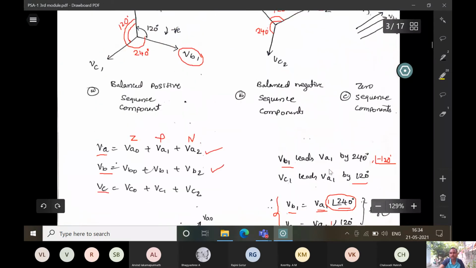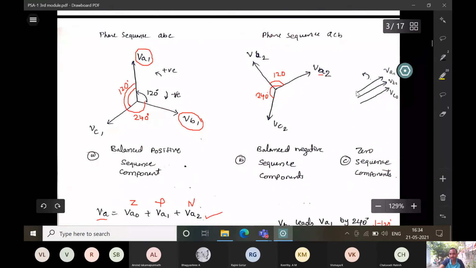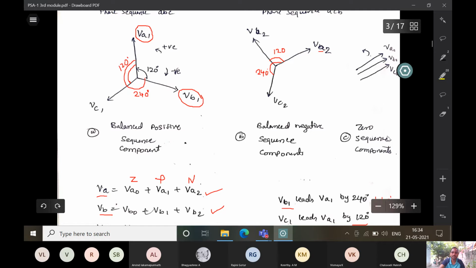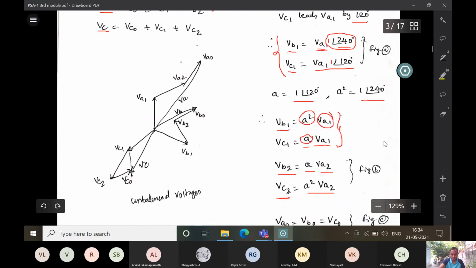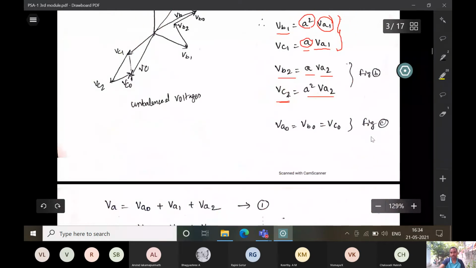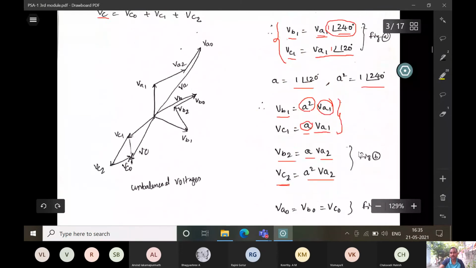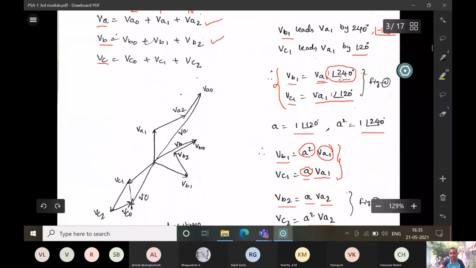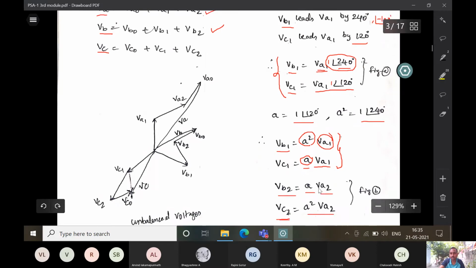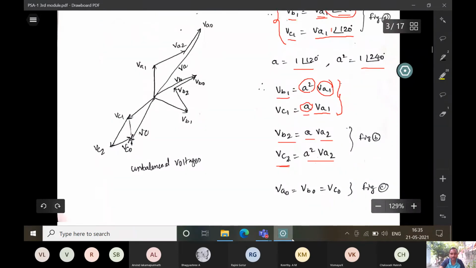In figure C, there is no angle. All are in equal phase, zero displacement. So VA naught, VB naught and VC naught are all equal. Did all of you get this concept of how to write in terms of A? 1 at an angle 120 is A, and 1 at an angle 240 can be written as A square. We are only substituting the angles in terms of the A operator. Is it clear to everyone?